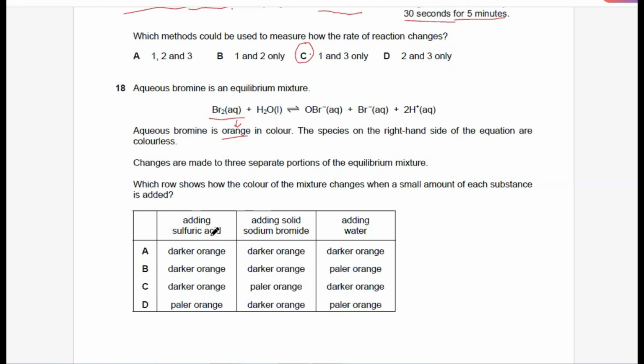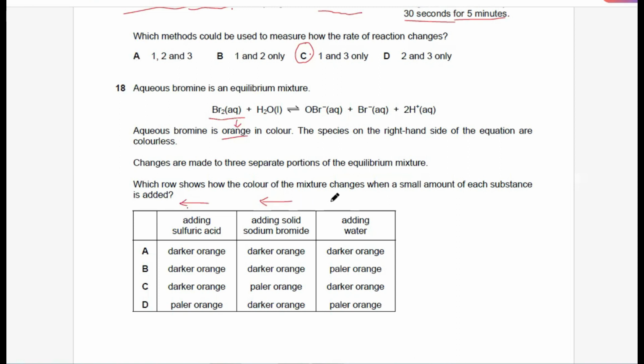Adding sulfuric acid: it will become darker orange because when we add sulfuric acid, the backward reaction will be favored because H+ ions are there. Adding solid sodium bromide: it gets dissolved in water, so I'm getting bromide ions. Obviously again it favors the backward reaction, because when we add something on the product side, it favors the backward reaction.